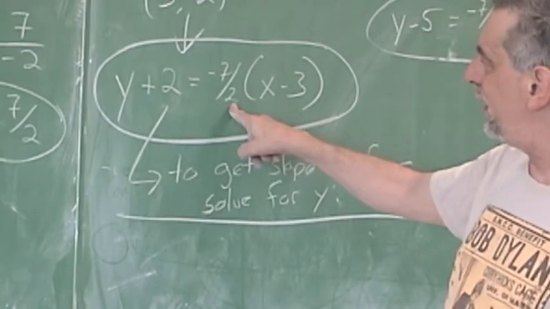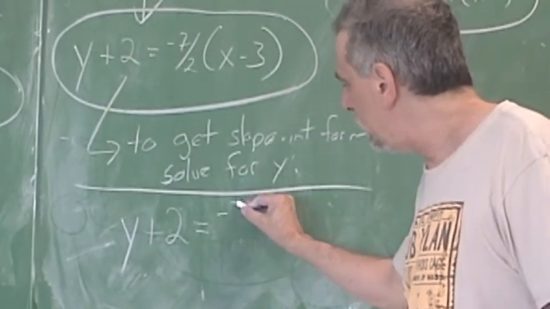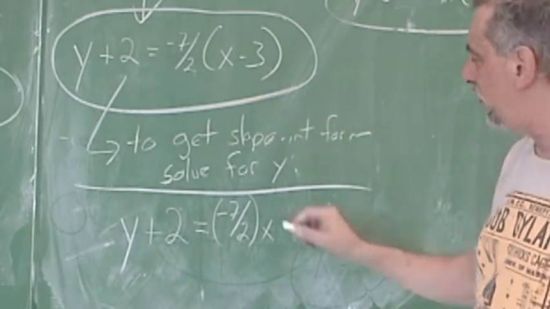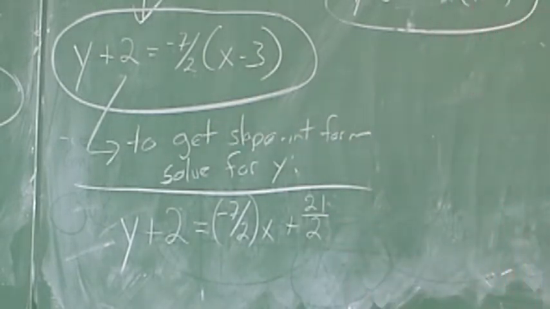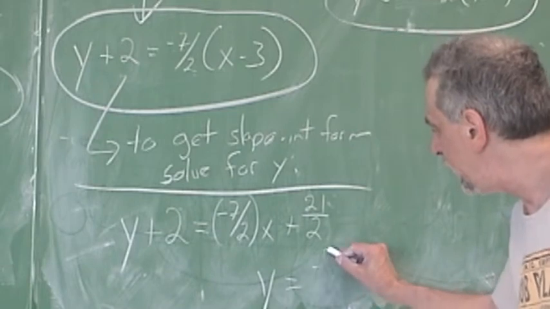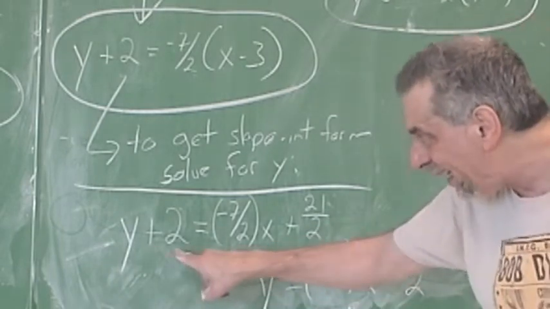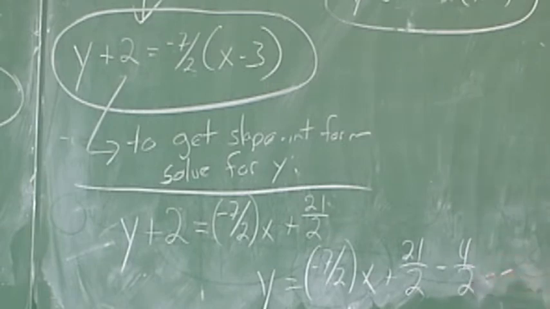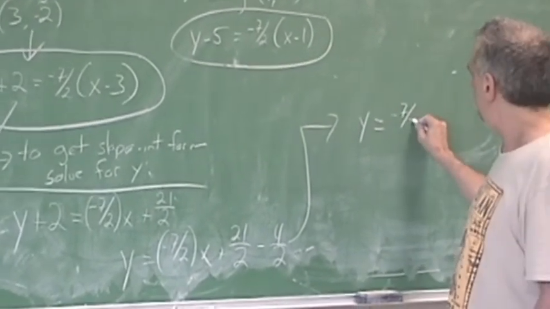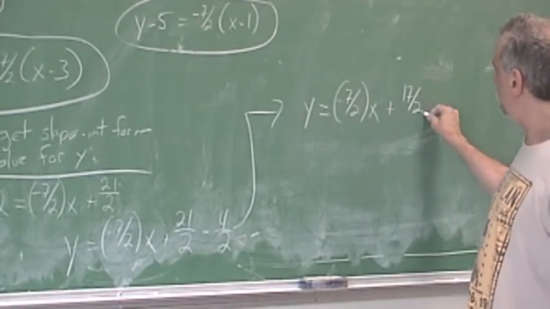Okay, so let's distribute the -7/2 first. So we'll get y plus 2, -7/2 times x. And negative times a negative gives us positive 21 over 2. I just made these numbers up so we're getting fractions, but that shouldn't worry us. And then we're going to subtract 2 from both sides. So we get -7/2 x plus 21 over 2 minus 2. So let's put it over 2 so that we can combine these, right? -2 is -4 over 2. So we end up with -7/2 x plus 21 minus 4, so plus 17 over 2.